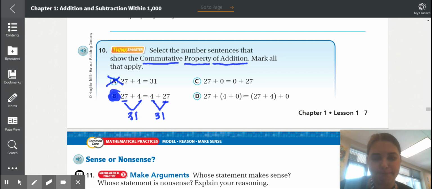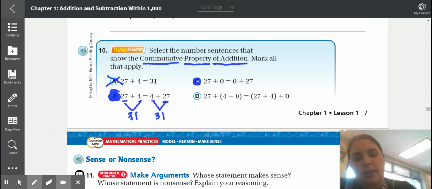Let's look at C. 27 plus 0 equals 0 plus 27. If you're thinking yes, you are correct, because they are just putting these in a different order.